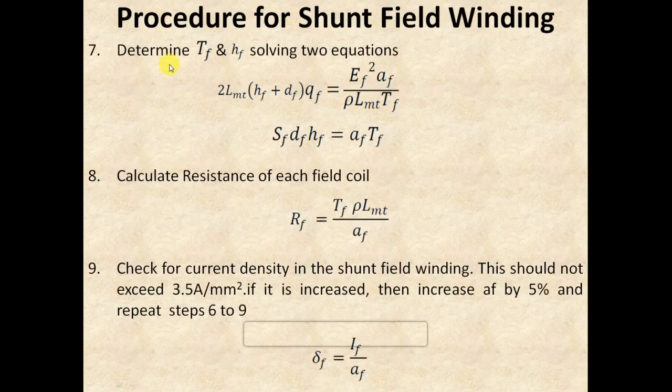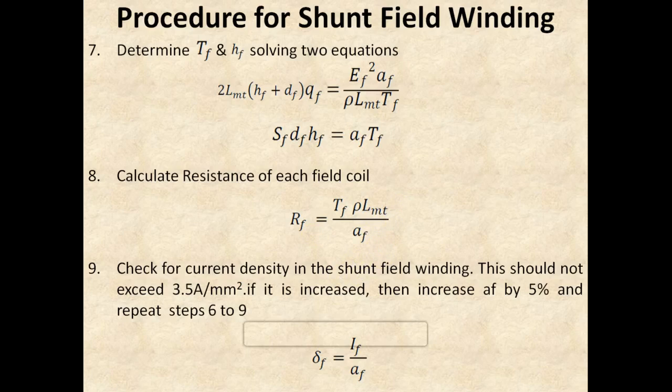In step 7 we are going to solve for the values of TF and HF. In order to solve for TF and HF, we cannot identify them independently. So we have to form two relations in TF and HF. Those two relations are shown here. This is also explained before. While solving these two relations, we will be able to get the values of TF and HF. In step 8, we will identify the resistance of the field coil by using the standard relation rho L by A.